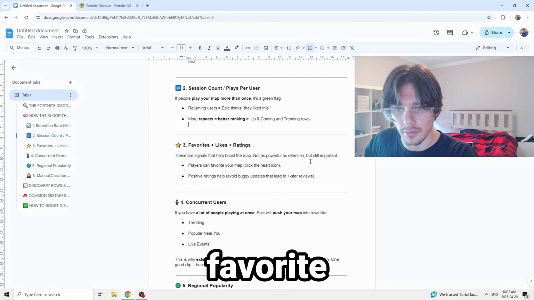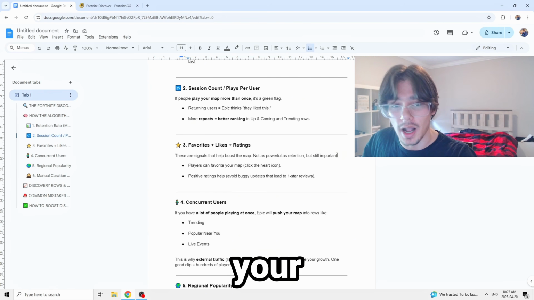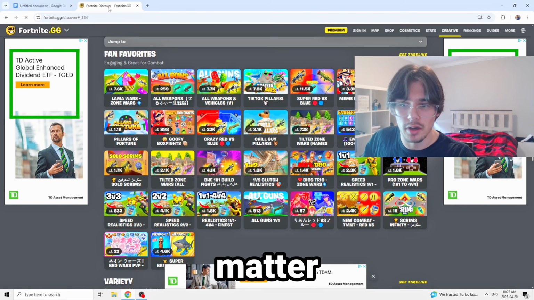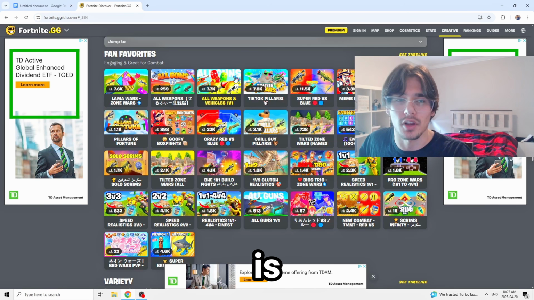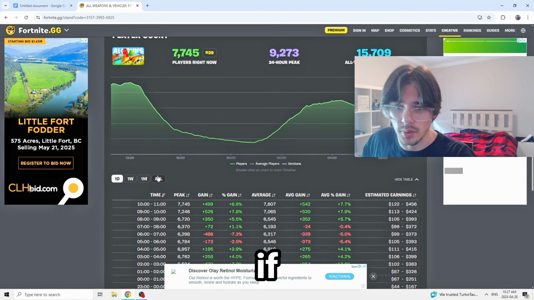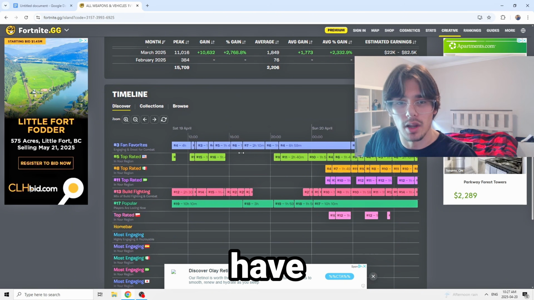Third section, likes and favorite ratings. These are signals that help boost your map inside of the Fortnite algorithm and discovery. They're not as powerful as retention, but still important. The reason why most people think that they don't actually matter, which I will tell you why they actually do matter, because Epic is looking into it. They literally told us that the reason why they're not getting picked is because of their likes and favorites. If we actually look here, we obviously know these games have lots of likes and favorites.